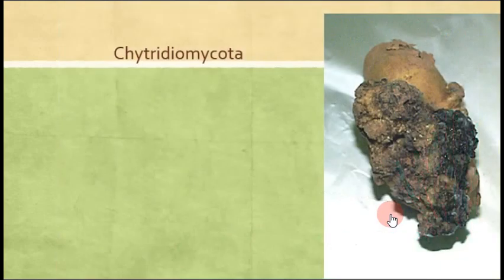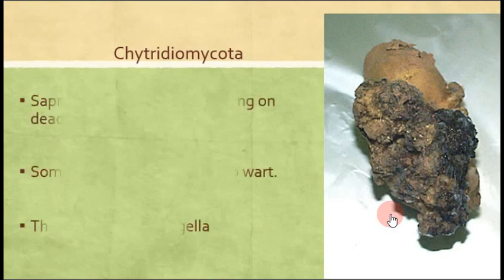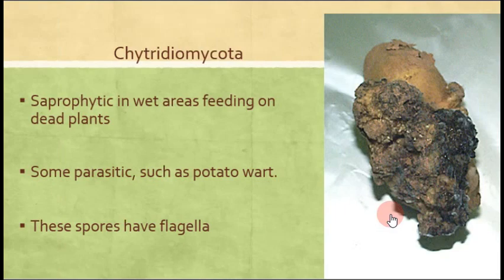Okay, Chytridiomycota. That's your next group, Chytridiomycota. What you're looking at over here on the right is a potato that's suffering an infection from Chytridiomycota. Saprophytic in wet areas, feeding on dead plants. Some are parasitic, like this potato wart, it's called. And their spores have flagella, giving them motility to move around in a wet environment for survival.